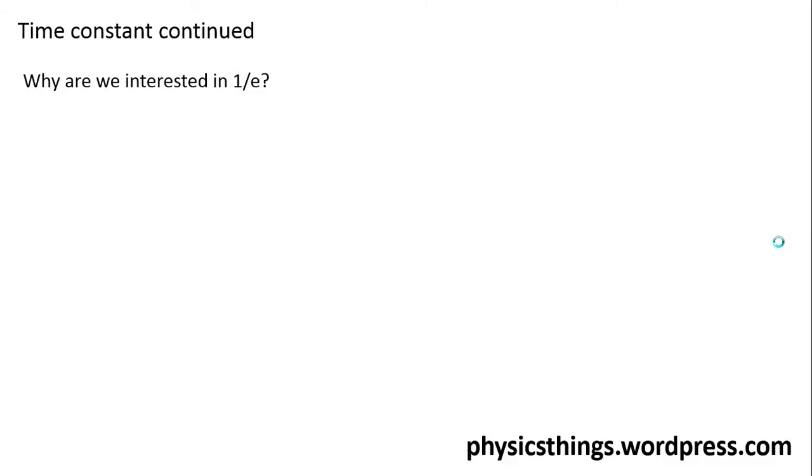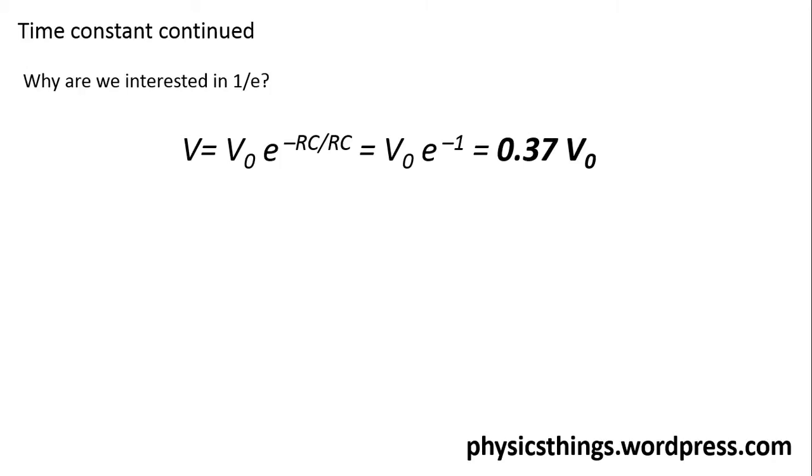Why are we so interested in 1 over e in this arbitrary time constant? Well, when we get to the point where the time that the capacitor has been discharging for is equal to the time constant, it's equal to R times C, we end up getting that our voltage is equal to V naught, the original voltage, e to the minus 1, or 1 over e of the original voltage. And that's why it comes in useful.